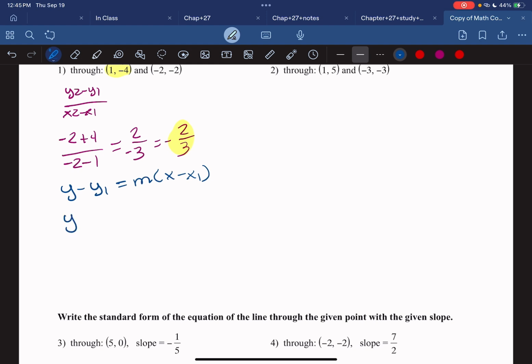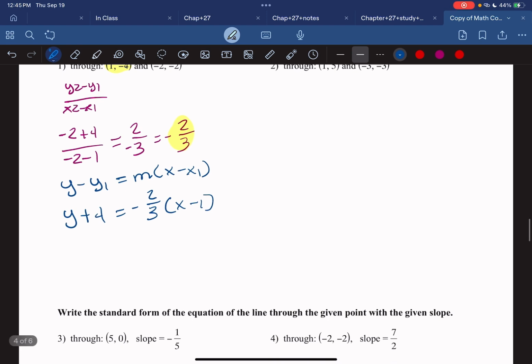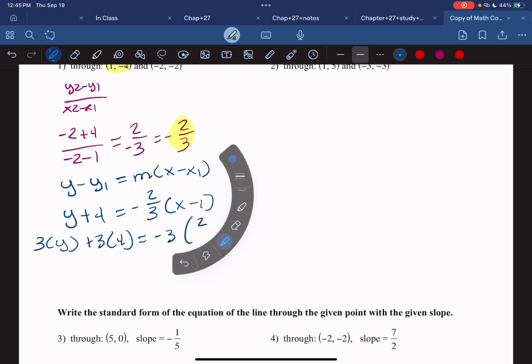Okay, y minus our y1, in this case is -4, but it's a minus, so it's going to be plus 4 equals our slope, which is -2/3, times x minus 1. Okay, let's multiply everything by 3 so that we can get rid of that fraction. 3 times y plus 4 equals -3 times 2/3, x minus 1.